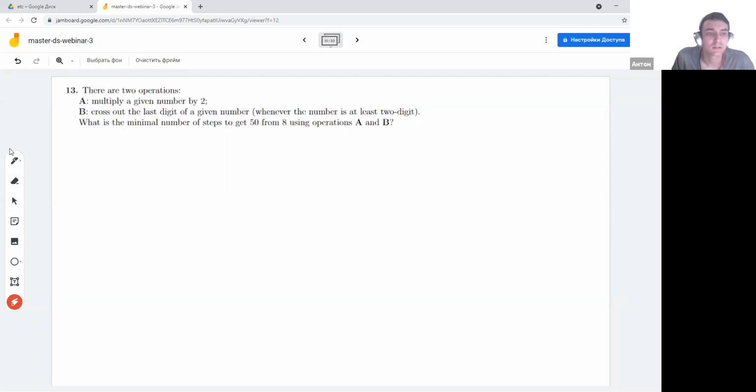So we are asked what is the minimal number of steps to get to 50 from 8. So we want to get from 8 to 50 using operations A and B in some order, repeating them. And we are asked to use the minimum number of operations.